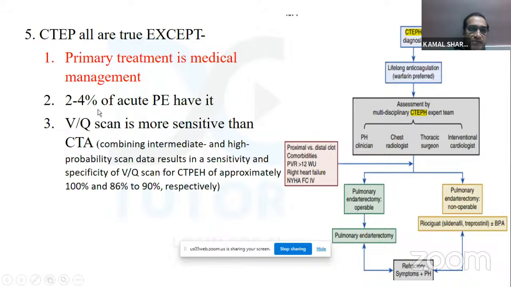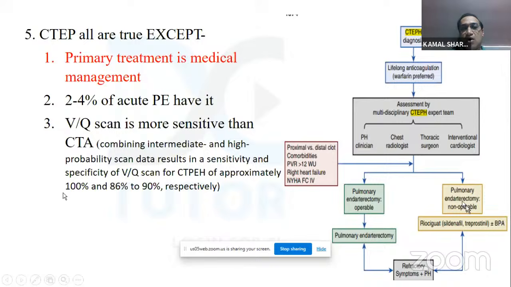2 to 4% of them have acute PE, which means a chronic PE is also superseded by acute PE. VQ scan is more sensitive than CTPA, which is correct, because combining intermediate and high risk, the sensitivity of VQ for CTEPH is 100% versus 86% to 90%, and hence it's better than CTPA. So primary management in a patient who is operable is endarterectomy, which is the therapy.